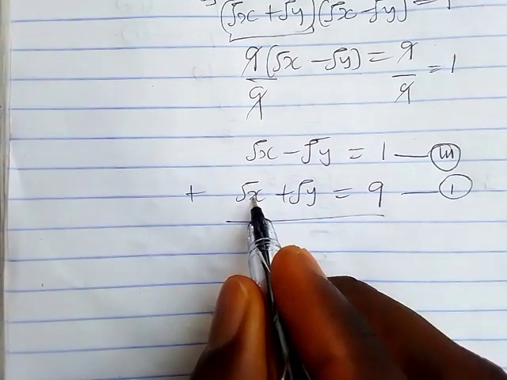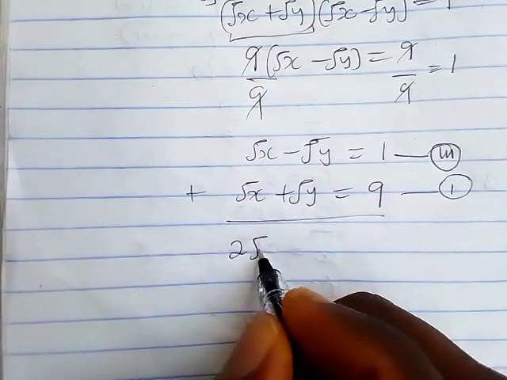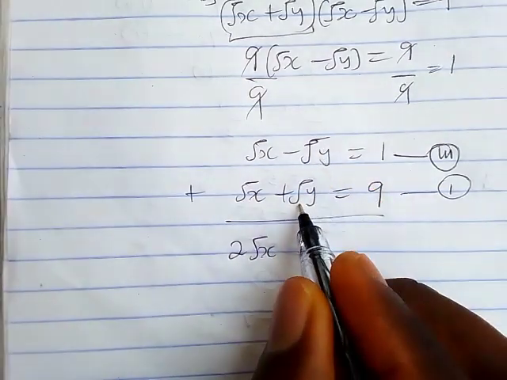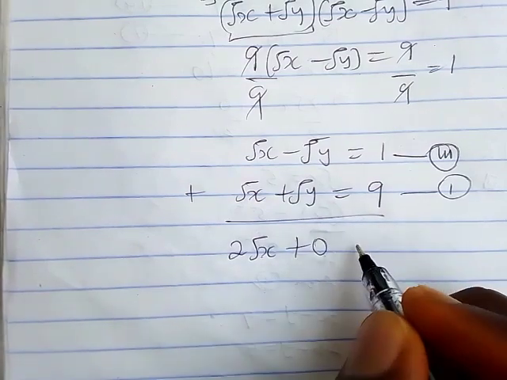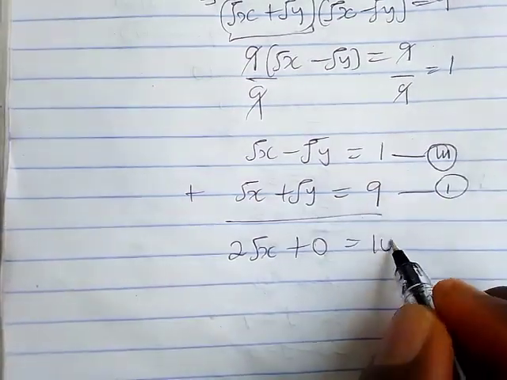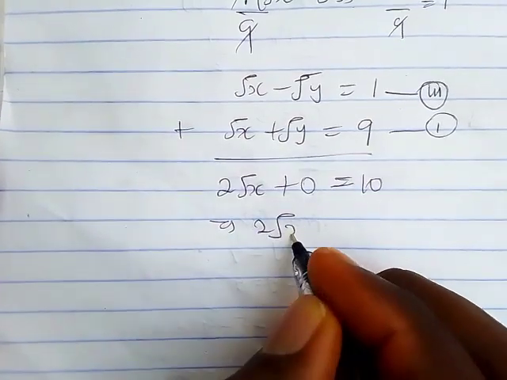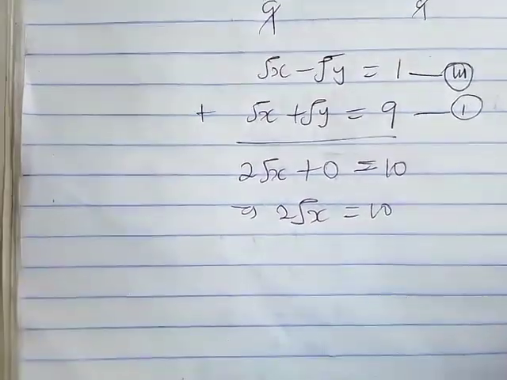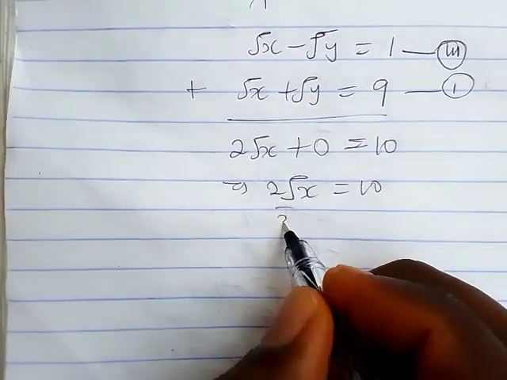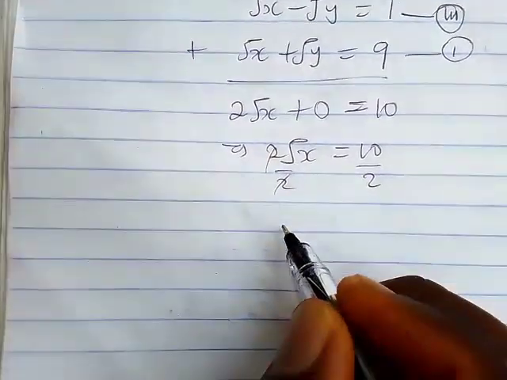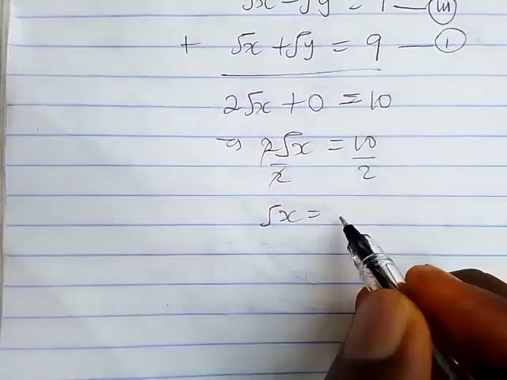So square root of x plus square root of x is 2 square root of x, minus square root of y plus square root of y gives 0, equals 1 plus 9, that is exactly 10. So this implies that 2 square root of x equals 10. Let's divide both sides of this equation by 2. So this gives square root of x equals 5.